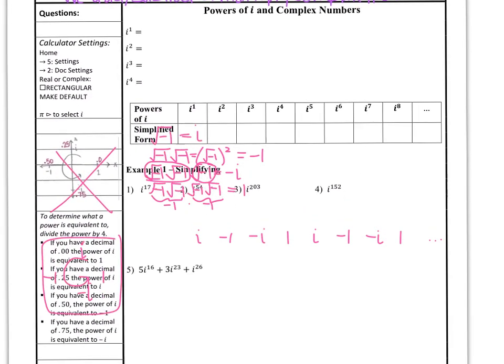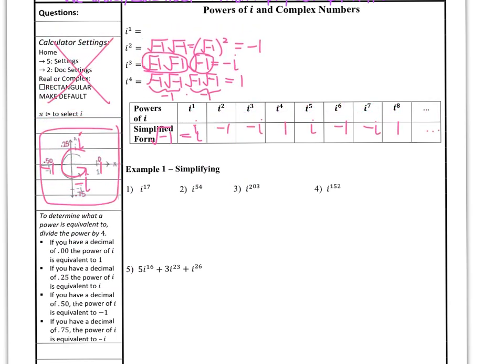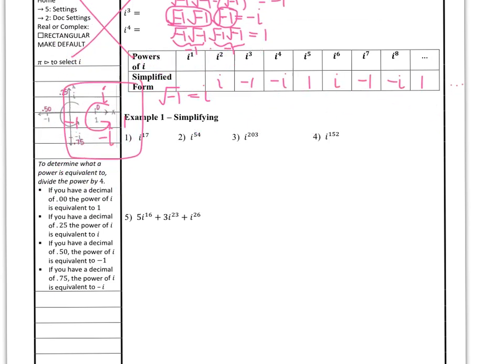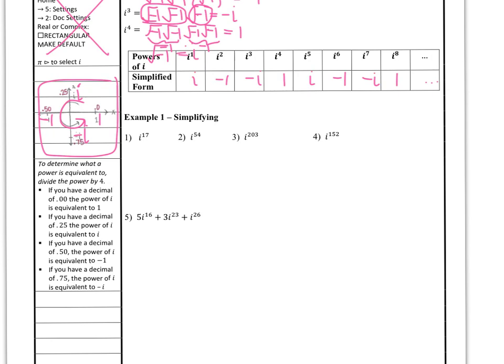Now, for example 1, we have to simplify these. We need to figure out what i to the 17th is equivalent to. We could continue doing this cycle over and over until we get to the 17th, but who wants to do that for i to the 203rd? Those are the real steps to do it by hand. However, your calculator is super handy and can cheat this. We can literally type in i to the 17th and get an answer, so I'm going to show you how to do that right now.